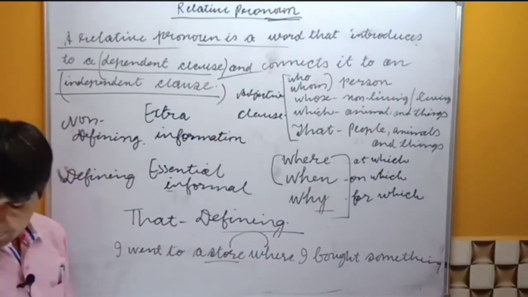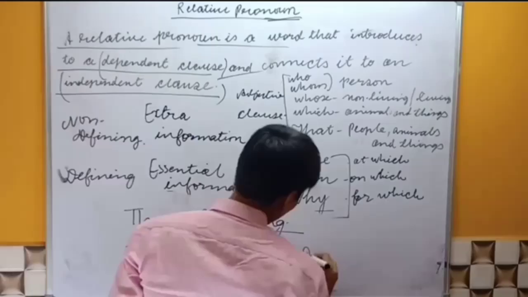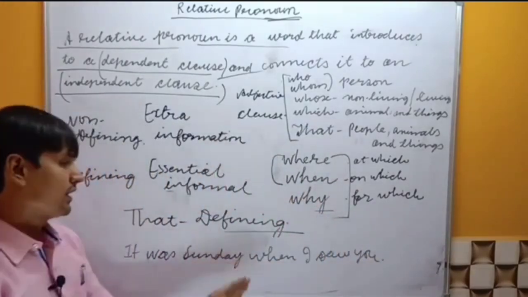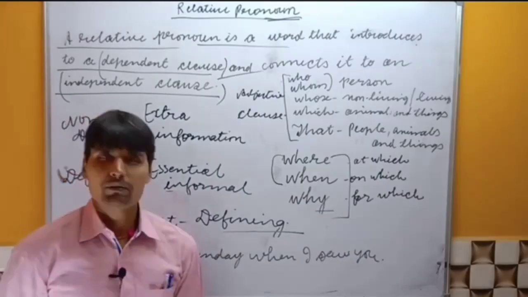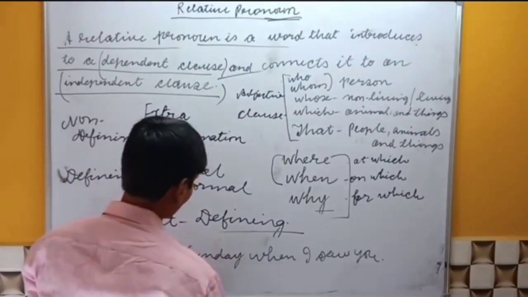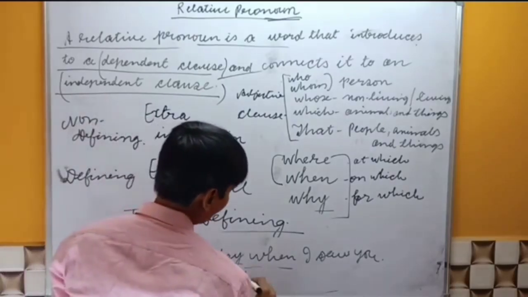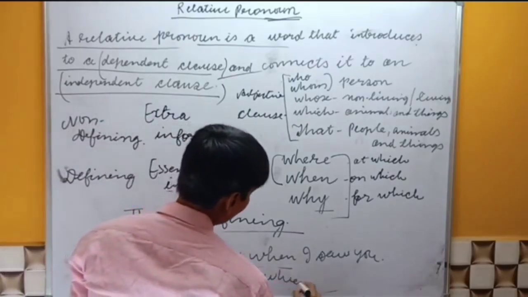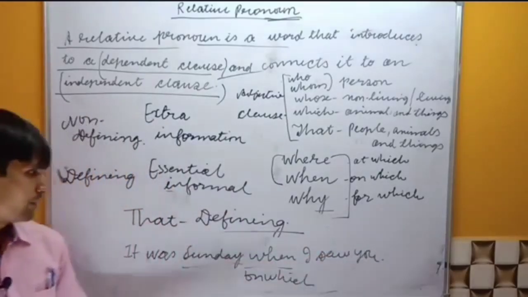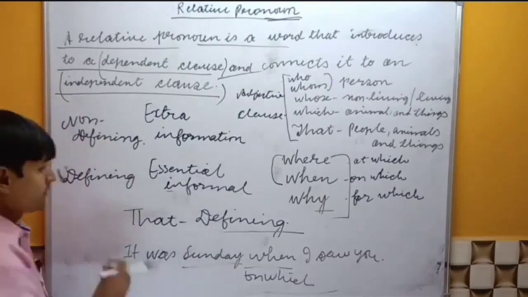Next is when. It was Sunday when I saw you. Here it is being used for time and as a connector, as you can say, an adverb clause of time. So it was Sunday, so it was the time on which. When means here on which, it means on the day of Sunday on which I saw you, okay. It is not so difficult as adjective clauses, okay.